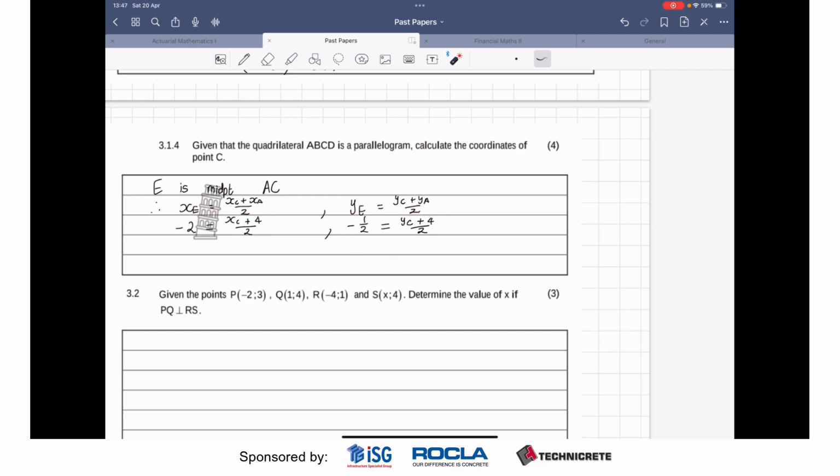So for this one, I'm going to multiply this side by 2 to get rid of this divide by 2, which means this side is also multiplied by 2. So I'm then going to have negative 4 is equal to x of C plus 4. Then I want to take this 4 over to the other side to get x of C on its own. So that positive 4 becomes a negative 4, and I'm going to have that negative 8 is equal to x of C.